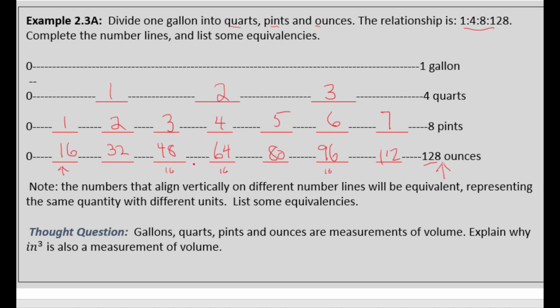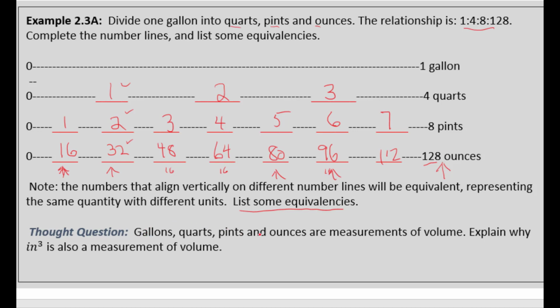And so there you go. So the equivalencies are everything that lines up vertically. Here's one here. 1 quart is the same as 2 pints is the same as 32 ounces. That's lined up vertically. 5 pints is the same as 80 ounces. That's lined up vertically. 3 quarts is the same as 6 pints is the same as 96 ounces. Okay, so there are some equivalencies I listed.